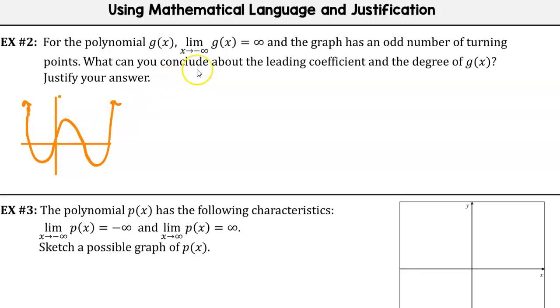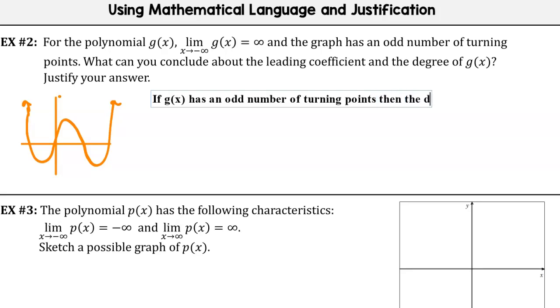Okay? So if I did this with 5 or 7, I'd still get 6 and 8 degree. Right? So it doesn't matter that I used for my example 3 and got 4. It'd always be 1 more. 1 more than any odd is going to be an even number. Right? So we can say something like if g of x has an odd number of turning points, then the degree will be even.